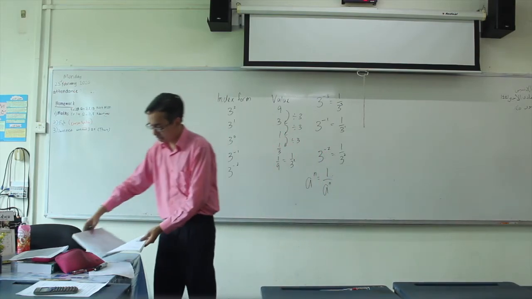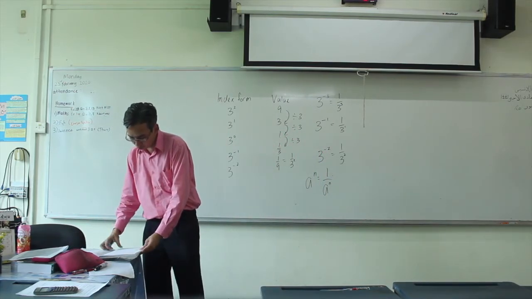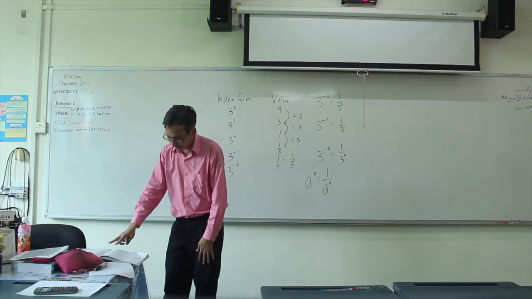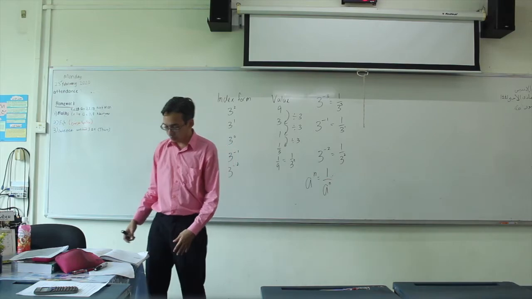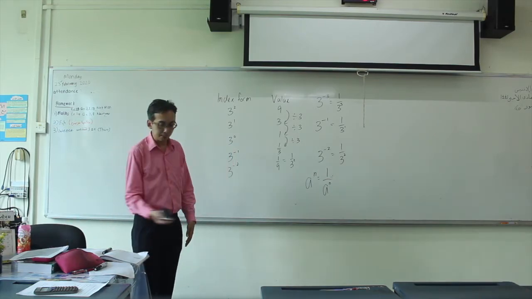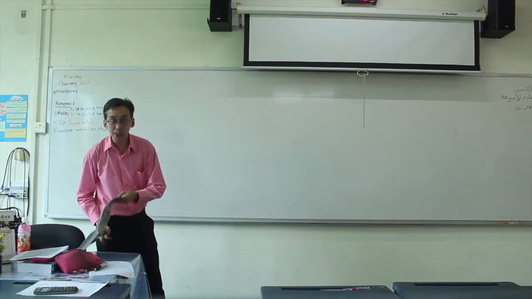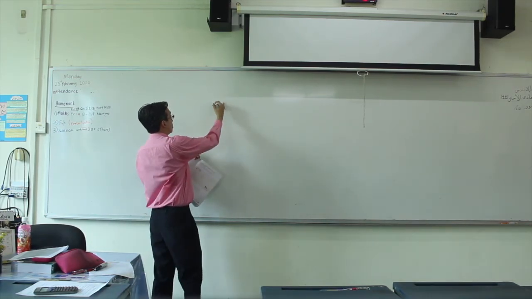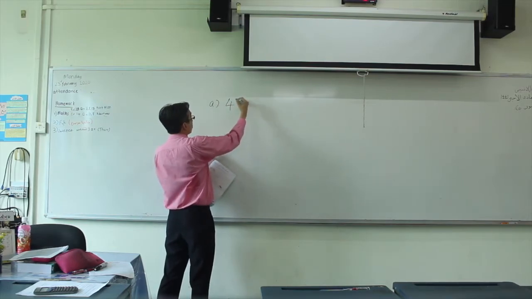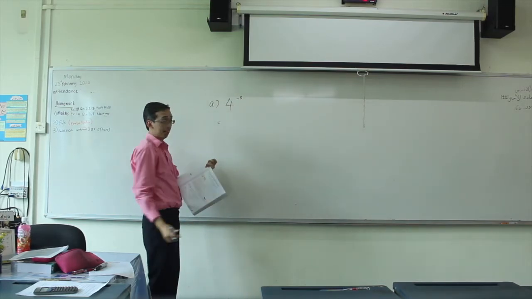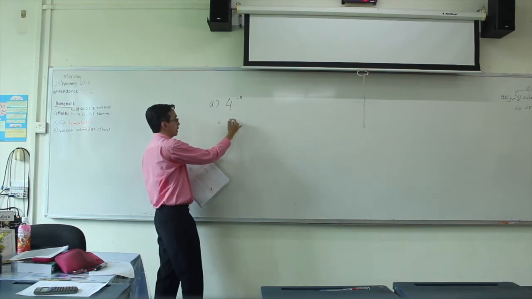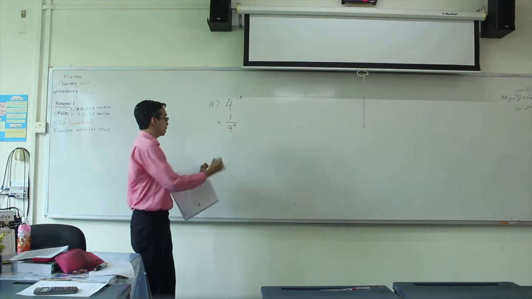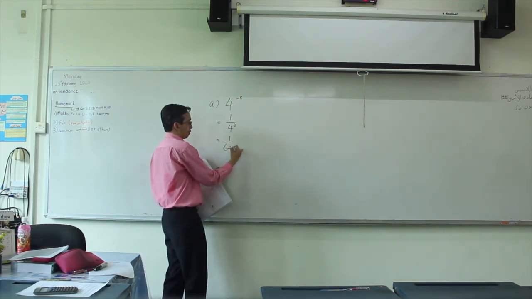So what we're going to do now is go through worked example 7 first, and then later on we'll do practice now 7. Let's look at worked example 7. For this one I'll go through all 3. We'll do A first, 4 to the power of negative 3. We make the power positive, so it's 1 over 4 to the power of 3, which is 1 over 64.